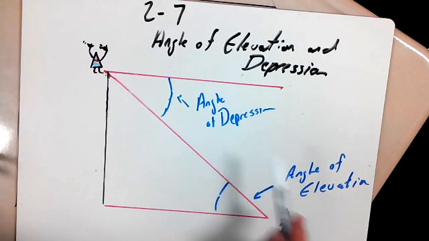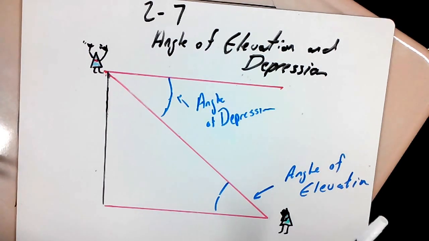Okay, so the angle of elevation and the angle of depression are just another word for alternate interior angles. But we use them in word problems regarding trig problems. So let's take a look.